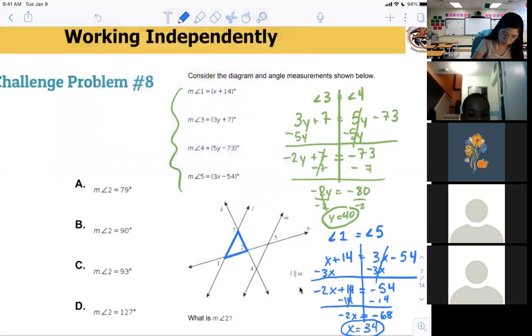I have a question, Miss. Are the measures of angle 1, 2, and 3 equal to 180? Why would they be equal to 180? I don't know. I just saw it on one assignment, and it just stuck in my head. Okay, well let's actually look.